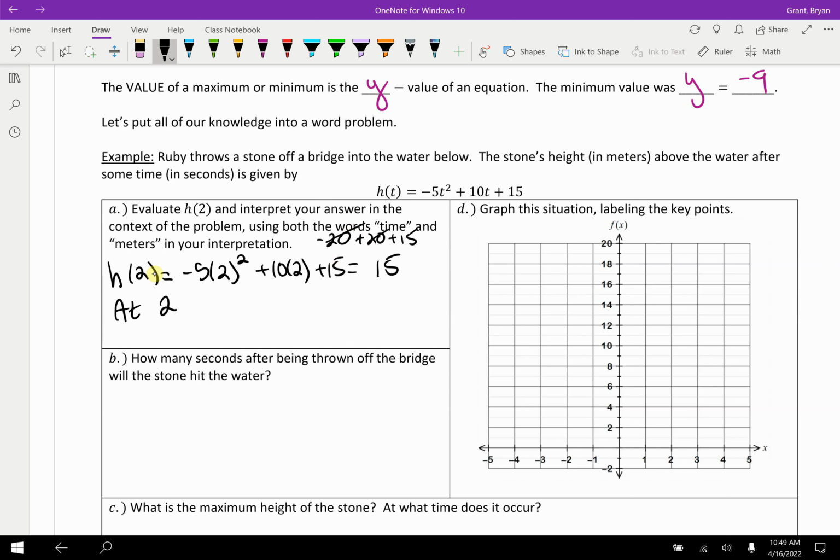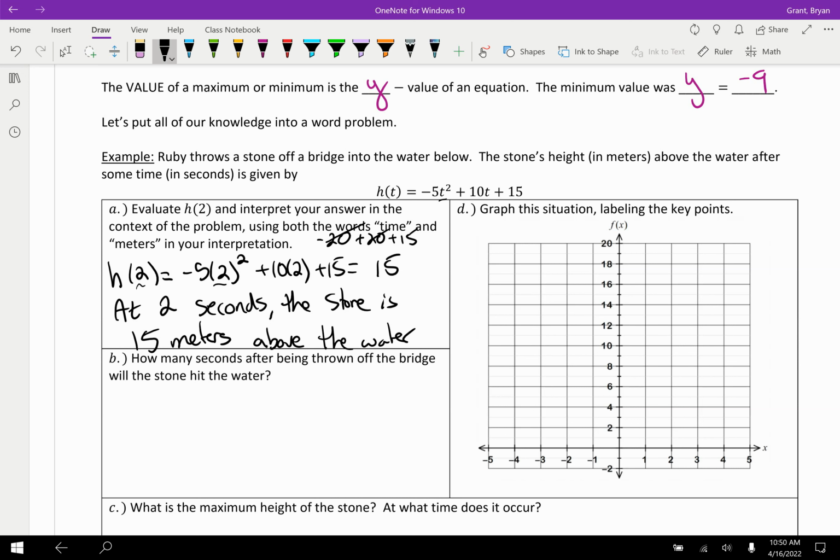Okay, so at 2. What is this 2 again that's right here? Well, 2 is the t, and t stands for time. Okay, so at 2 seconds, almost wrote at 2 time. At 2 seconds, the stone is 15, what? 15 meters above the water. Not too bad, right?